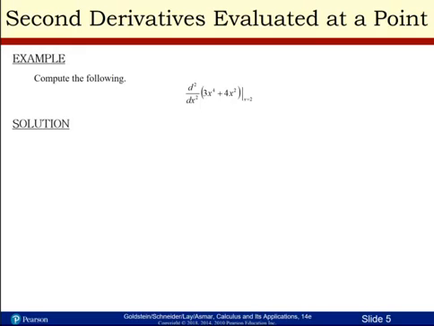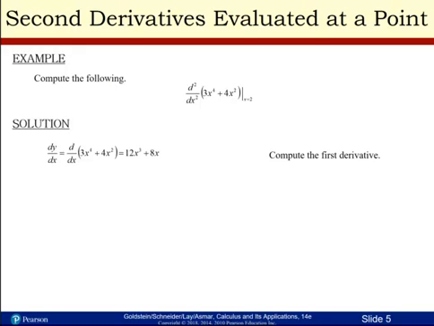This particular example asks us to compute the following. They want us to compute the second derivative of 3x to the 4th plus 4x squared, and then they want us to evaluate this at x equals 2. So all that means is that we're going to take the first derivative, then we're going to take the second derivative, and then we're just going to plug in a 2 for x. So here we are, we're computing the first derivative.